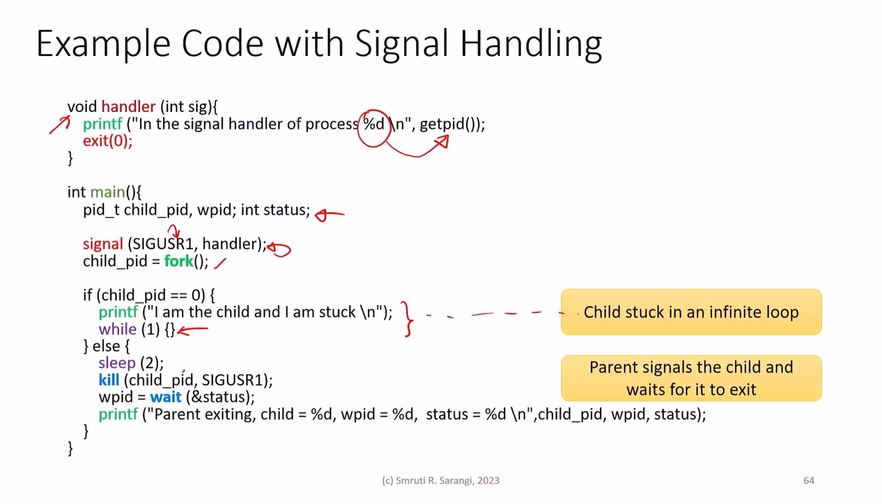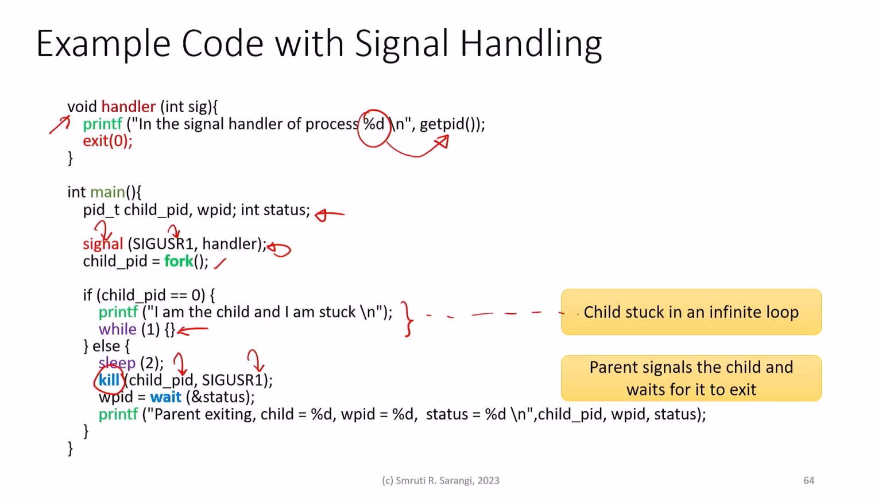The signal call actually registers a signal handler, right? So ideally speaking, this should have been register signal handler, but that's not the way that it is. So the signal call registers a signal handler, and the kill call actually sends a signal. I would have preferred register signal and send signal, but that's not the way it is. So the kill call basically sends a signal to the child process PID, and the signal is SIGUSR1.